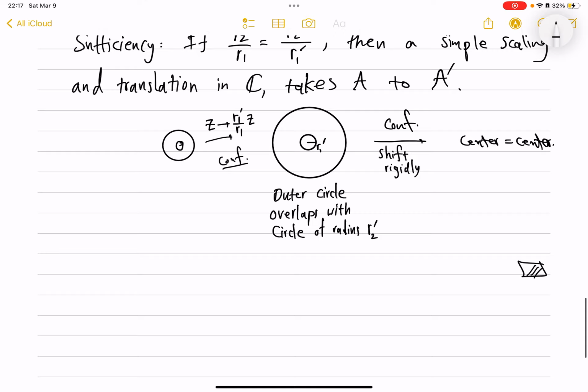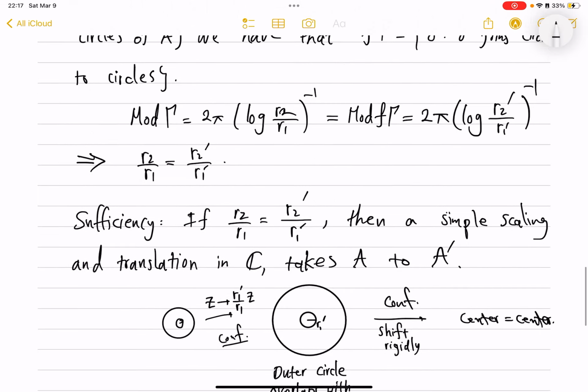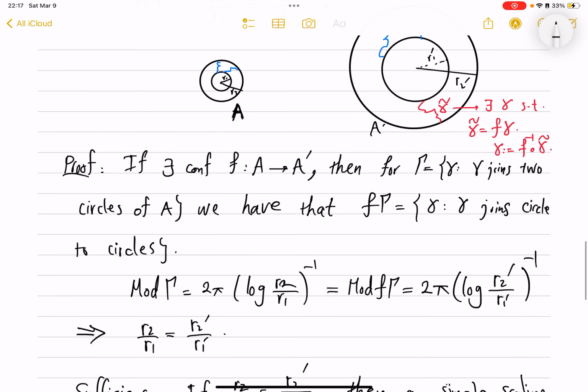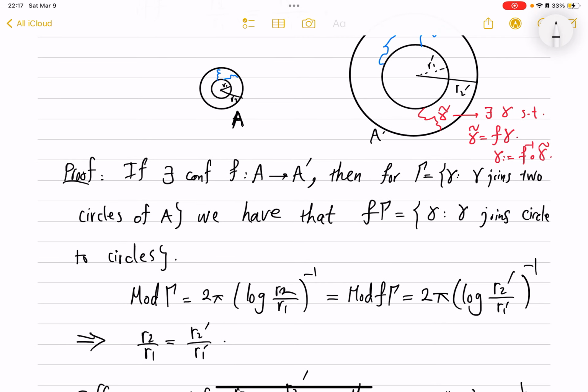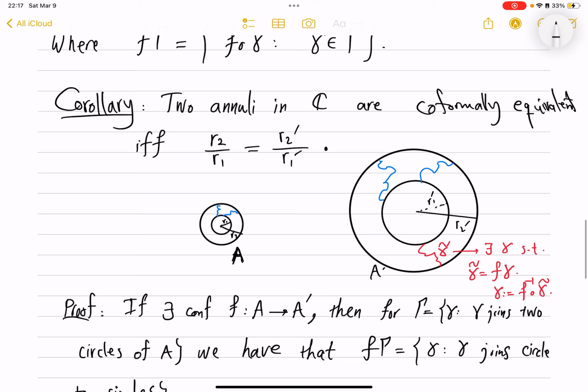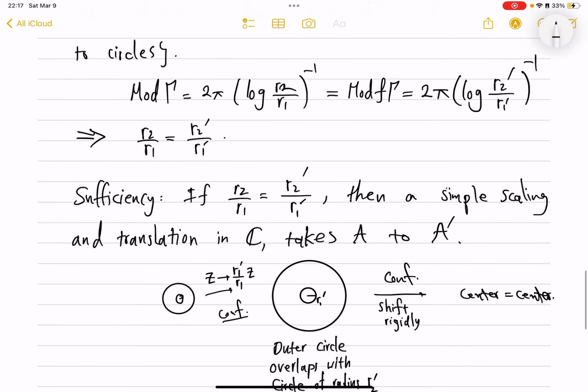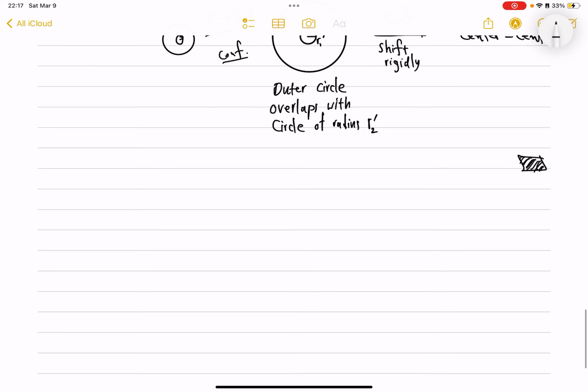So very interesting things come out of modulus. This is a super easy proof once you know modulus is invariant. But think about a direct way of showing that if the ratios are not the same, there is no conformal map between them. So let me know if you like this subject of conformal modulus.